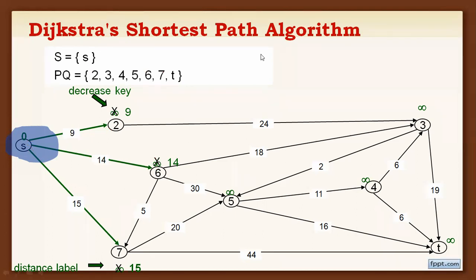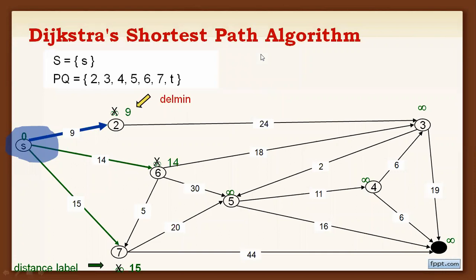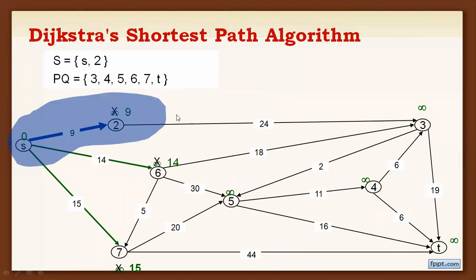Now move to another slide. So now the selected one is we already moved from vertex S to 2. This is the shortest path. That's why we have taken the shortest path. Infinity is replaced with the minimum size of 9.